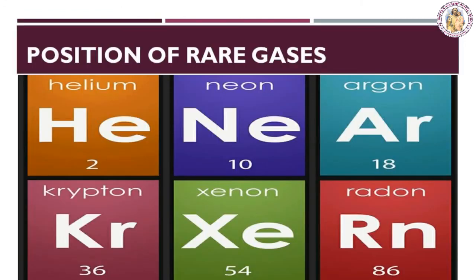Position of rare gases. The elements helium, neon, argon, krypton, xenon, and radon of group 18 in the periodic table are called noble gases or rare gases. They are monoatomic gases and do not react with other substances easily due to completely filled subshells. Hence, they are called inert gases. These gases are found in very small quantities, hence they are called rare gases.